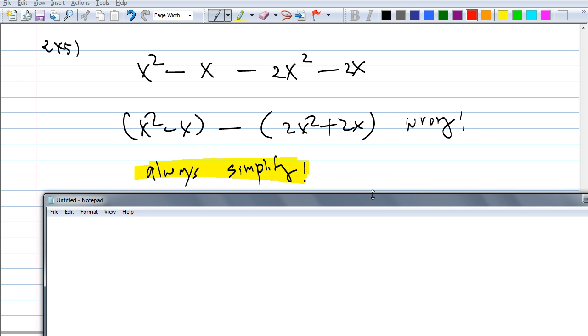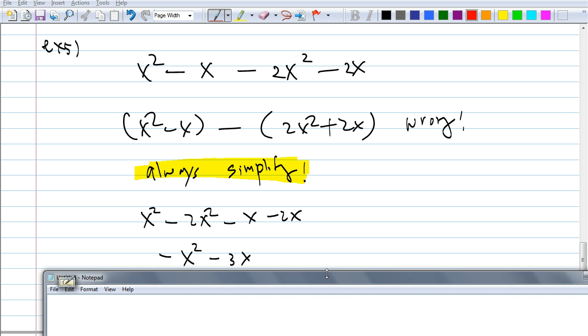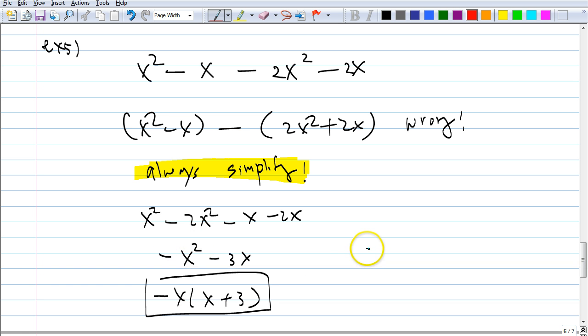So you become x squared what, guys? X squared minus 2x squared and then negative x minus 2x, right? What do we get when you simplify? Yes, Anais? Negative x squared minus 3x. Yeah, are we done here? No. You got to factor out your now GCF, which is x or negative x? Negative x. We don't want the first term to be negative, right? So we factor out a negative 1, we're done.